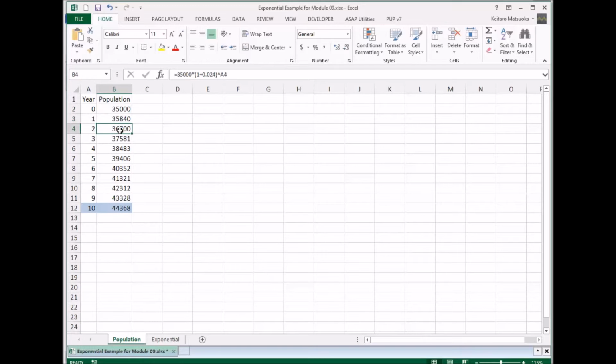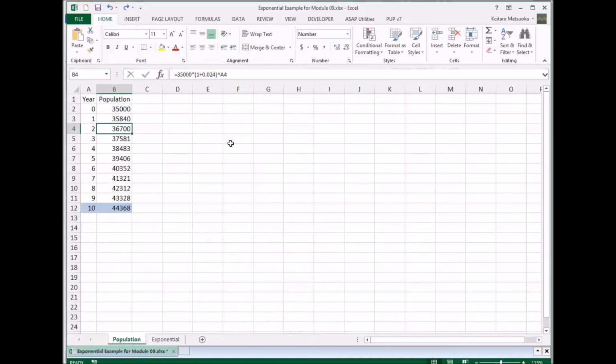So you see that it's the same, except that the t is different. And finally, year 10, 44,368. Okay. So that's how you model this using Excel. Just type in the function, drag it down, you get the final answer. If you get too many decimals, use one of these buttons to get rid of the decimal points.